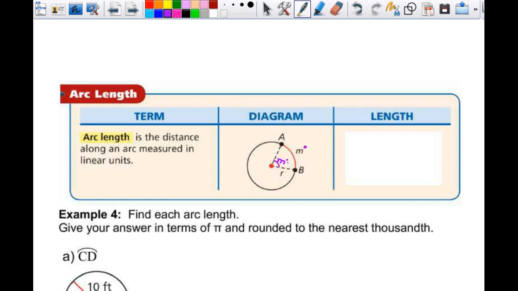So arc measure is what we've already done. It's measured in degrees. It hasn't changed the fact that the central angle has the same measure as the arc does. But then arc length is a different way to look at it.